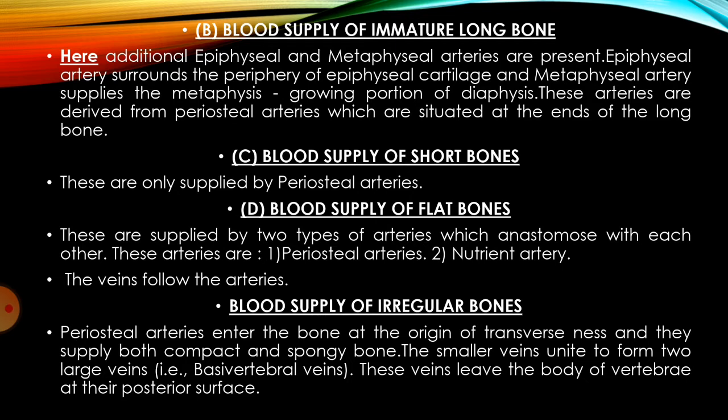Blood supply of short bones. These are only supplied by the periosteal arteries. Blood supply of flat bones. These are supplied by two types of arteries which anastomose with each other. These arteries are periosteal and the nutrient artery. And remember that the veins follow the arteries.